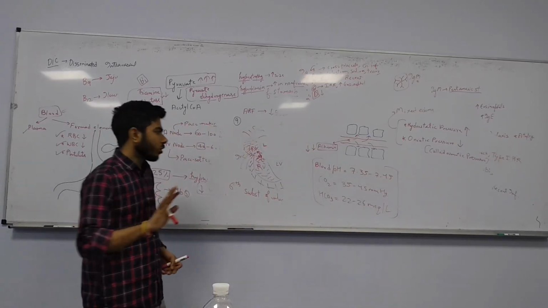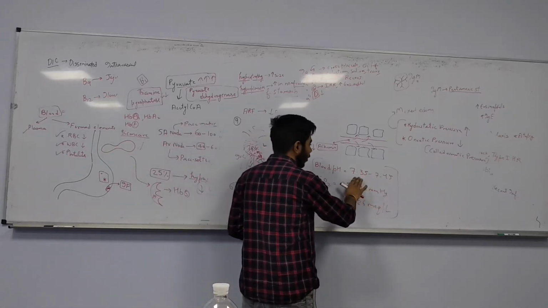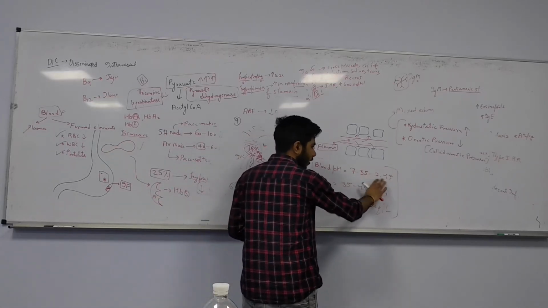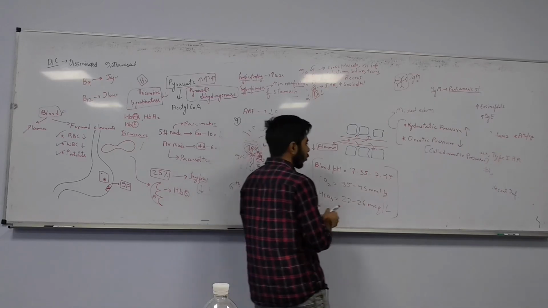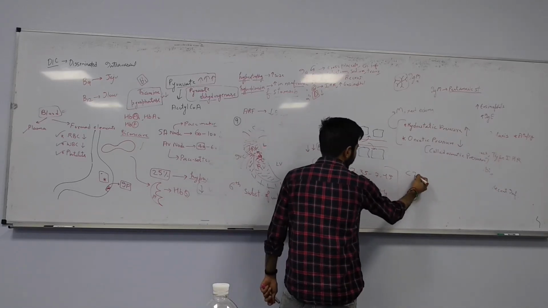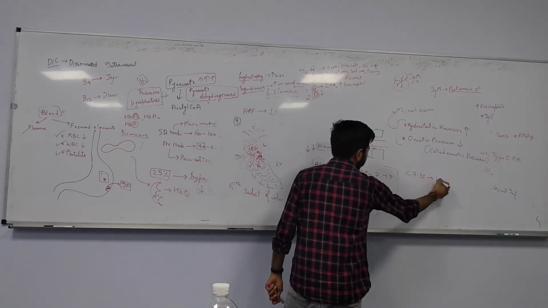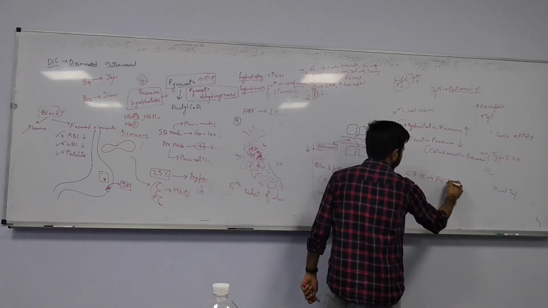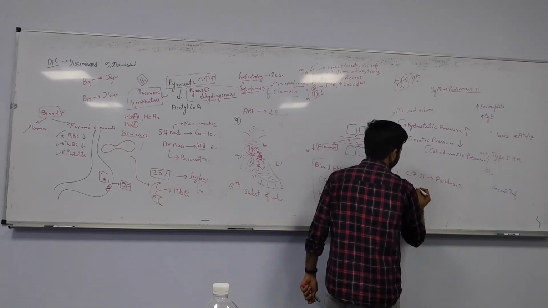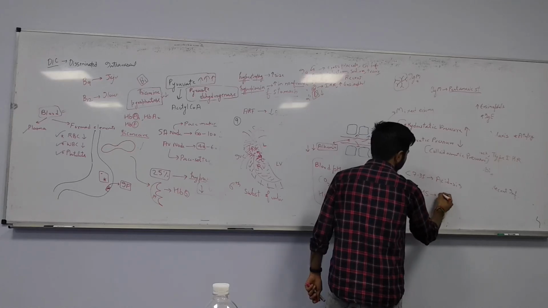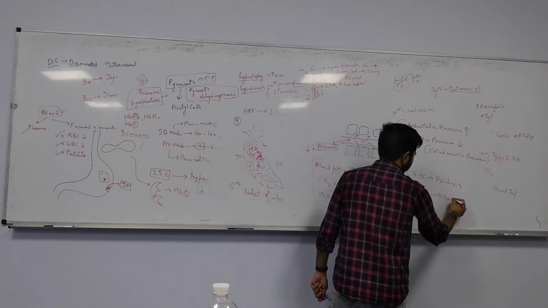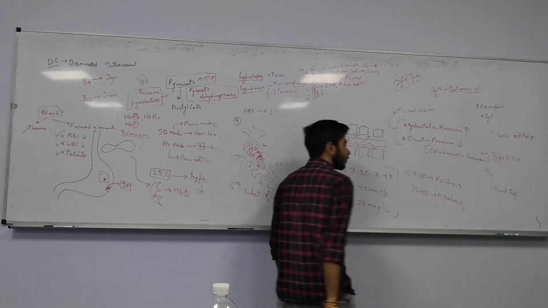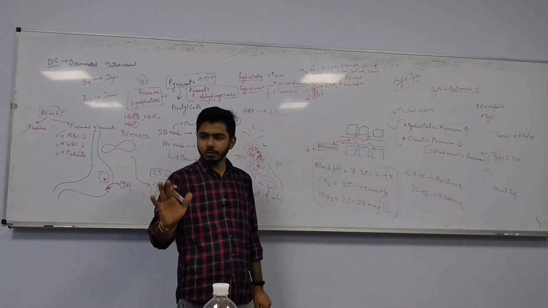Fine. Now one thing is very, very clear. 7.35 to 7.45 is the normal blood pH range. If it drops below 7.35, can I say that as acidosis? If it is more than 7.45, can I say that as alkalosis? Yes, I can say that. So 7.35 to 7.45, that is the range.